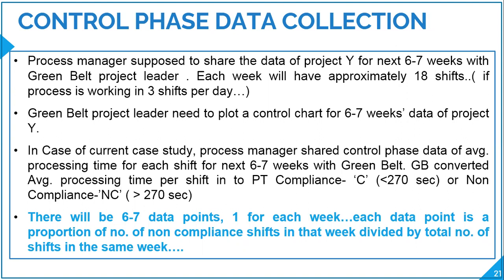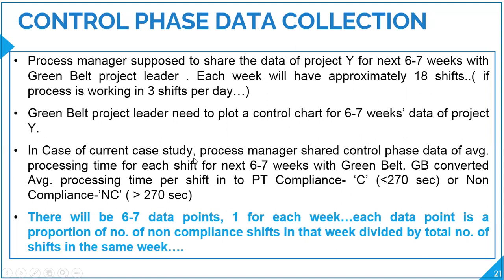The difference between measure phase data and improve phase data is, we can collect data for more number of days in the control phase. And as we discussed, we collected data for almost 6 to 7 different weeks. So let's recap where we left last time. The process manager is supposed to share the data of project Y for the next 6 to 7 weeks with the Greenbelt project leader, that is you. Each week will have approximately 18 shifts, as the process is working in 3 shifts per day. The Greenbelt project leader needs to plot a control chart for the 6 to 7 weeks data of project Y.